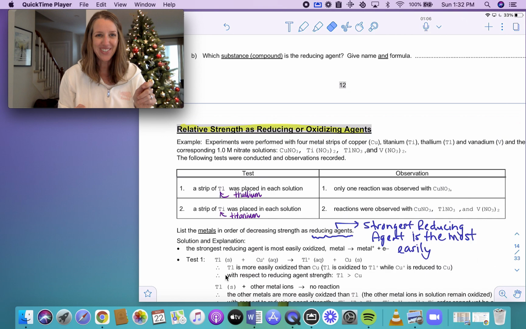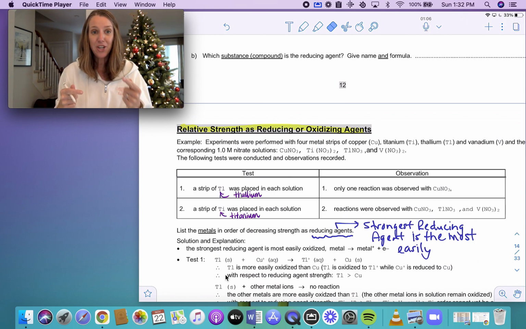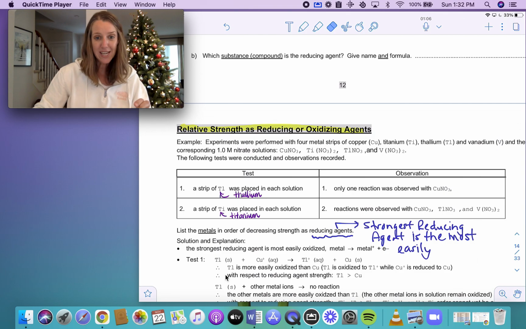when we did that little intro on an agent, right? So a reducing agent is the thing that gets oxidized. The oxidizing agent is the thing that gets reduced, okay? Because they help each other do their job. And so what you're going to be doing is looking at some observations again and figuring out which one is the strongest or weakest, just depending on what the question's asking.